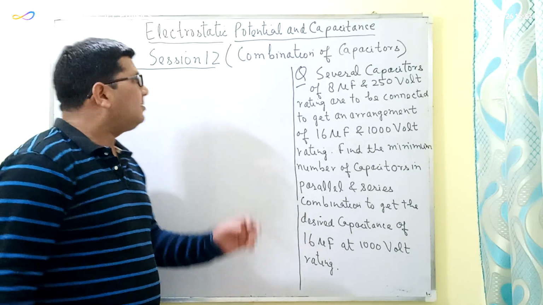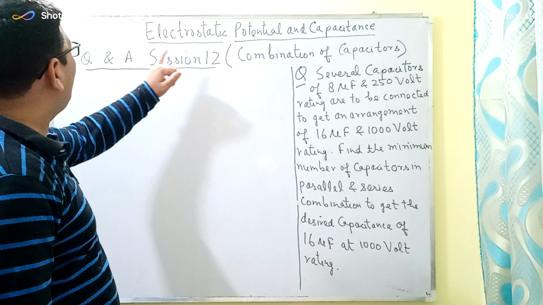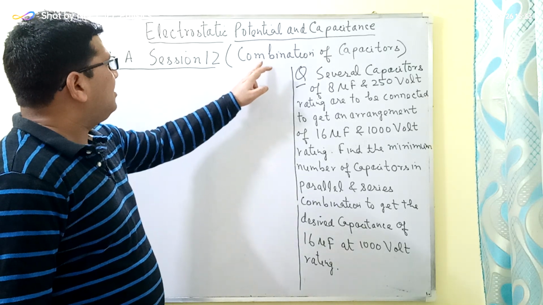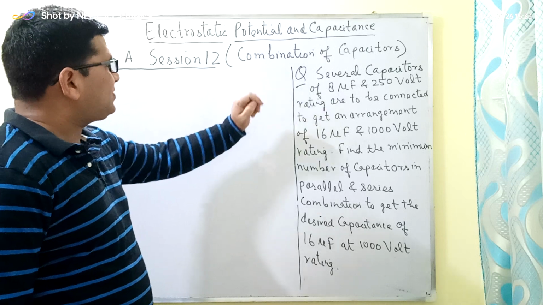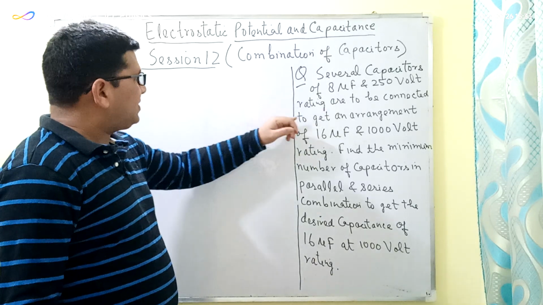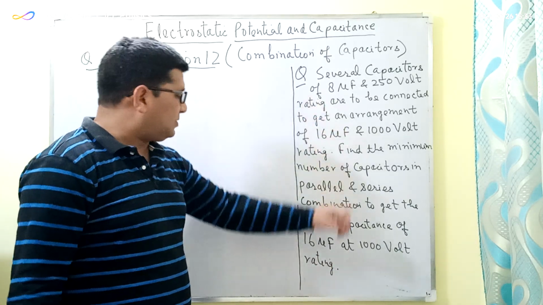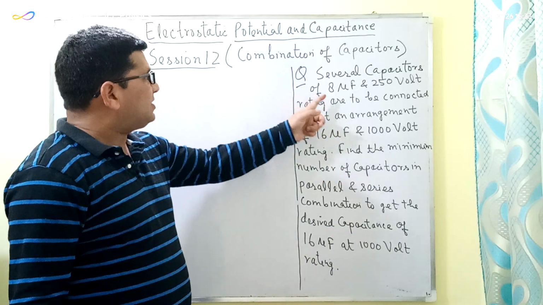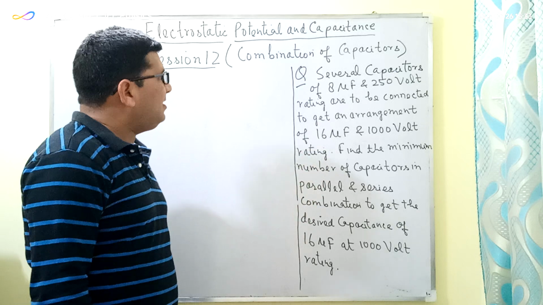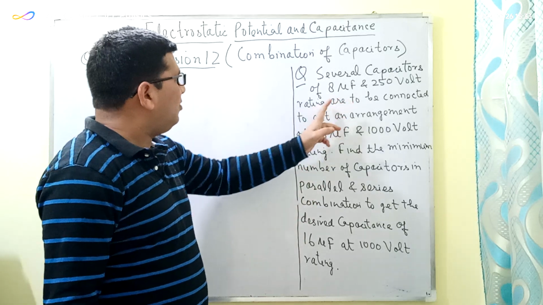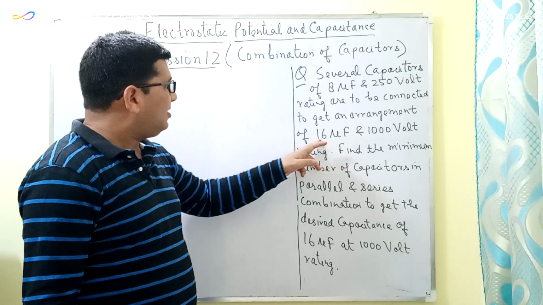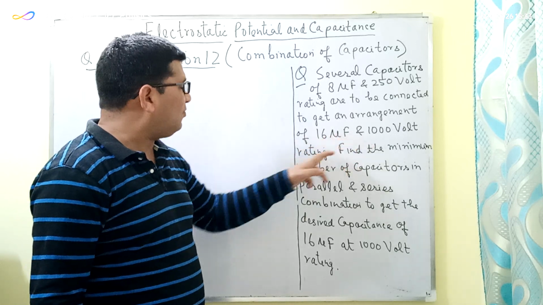Good evening, everyone. This is the Q&A session 12 from the playlist of Electrostatic, Potential and Capacitance. The topic is combination of capacitors, and for this session I have taken this question which is written on this board. The question is: several capacitors of 8 microfarad and 250 volt rating are to be connected to get an arrangement of 16 microfarad and 1000 volt rating.